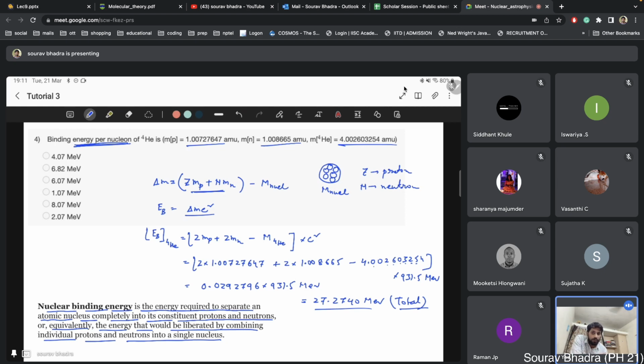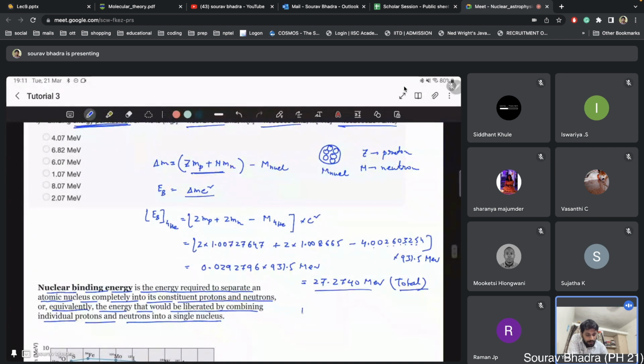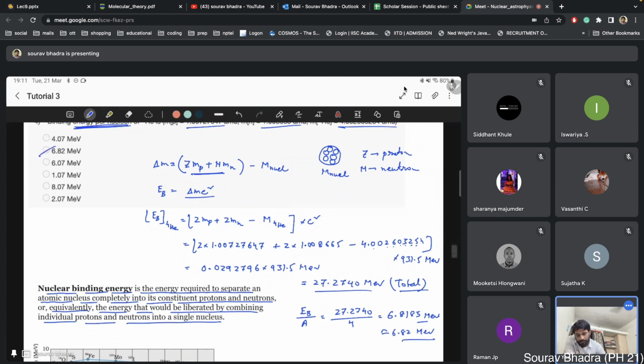What is the question? Is it the total binding energy or is it the binding energy per nucleon? Binding energy per nucleon means EB by A, the number of nucleons, and for this it is 4, because there are 2 protons and 2 neutrons. If you divide it by 4, it will be 6.8185 MeV, or roughly 6.82 MeV. So the correct answer will be 6.82 MeV.